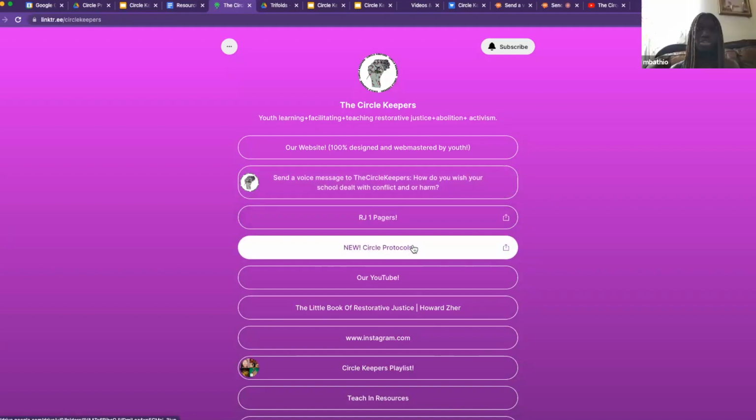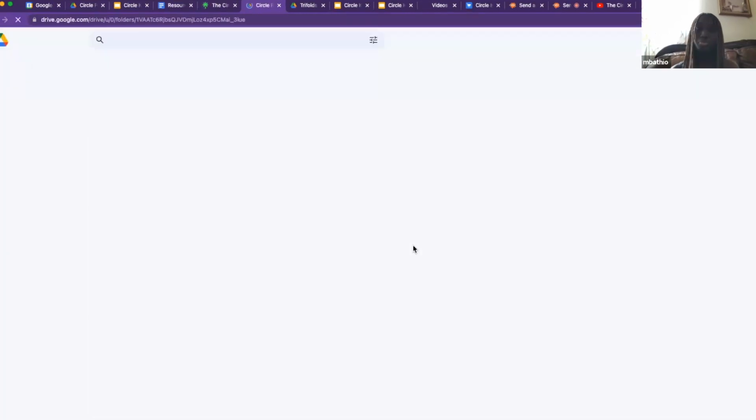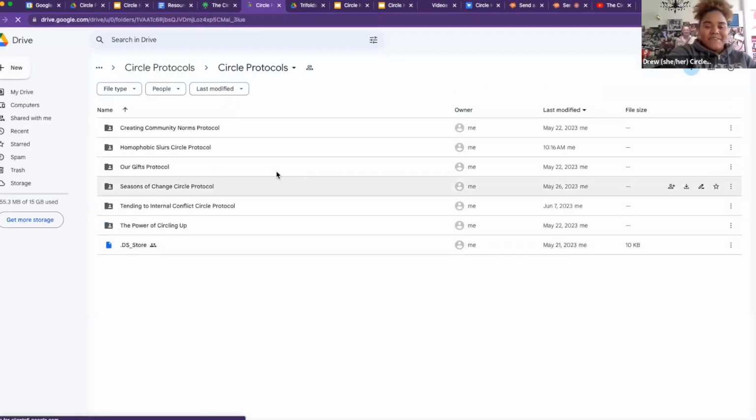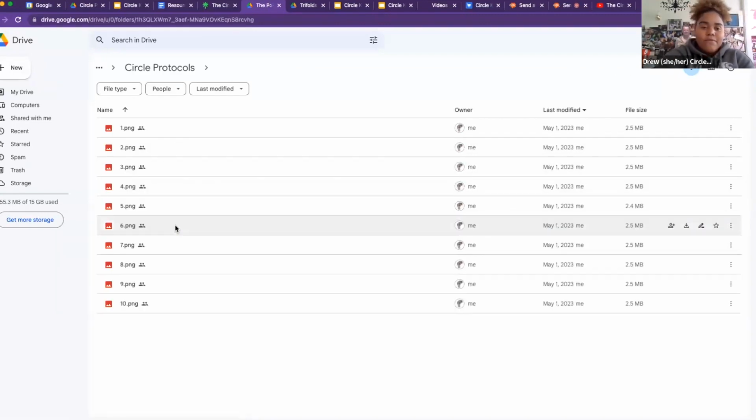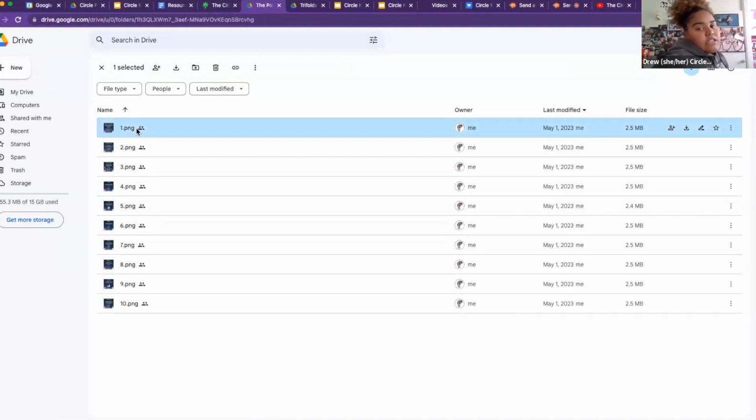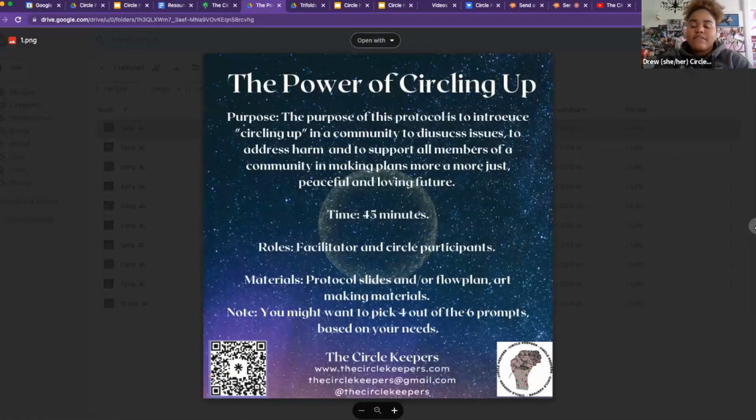And now some circle protocols by Drew. Hello everyone. We're going to be checking out the power of circling up from our circle protocols. I'll read off the purpose. The purpose of this protocol is to introduce circling up in the community to discuss issues, to address harm, and to support all members of a community in making plans for a more just, peaceful, and loving future.